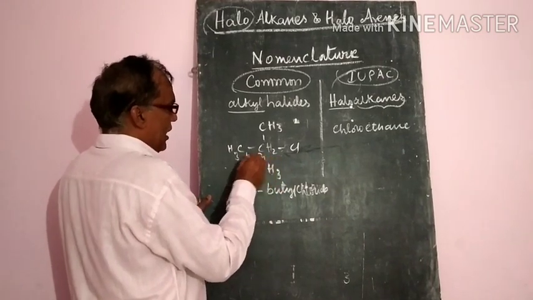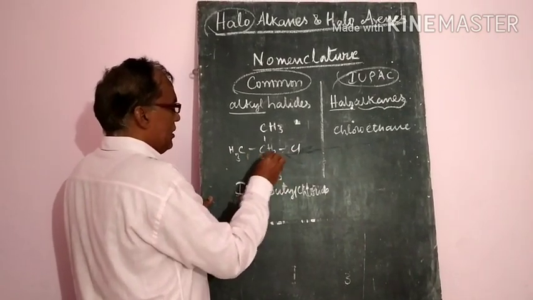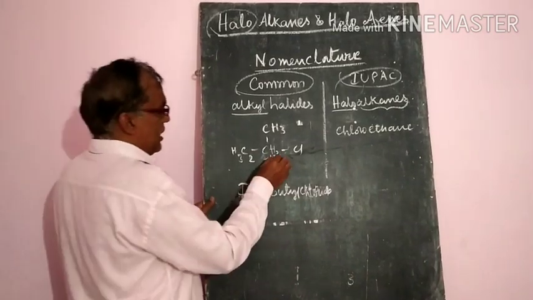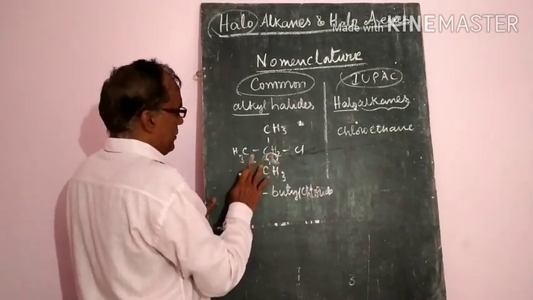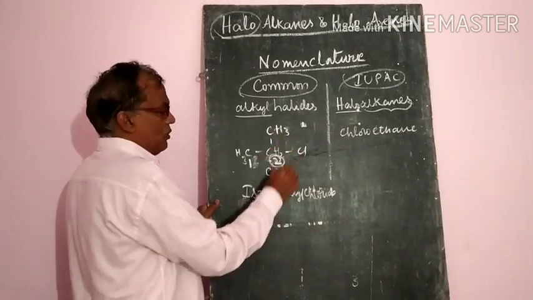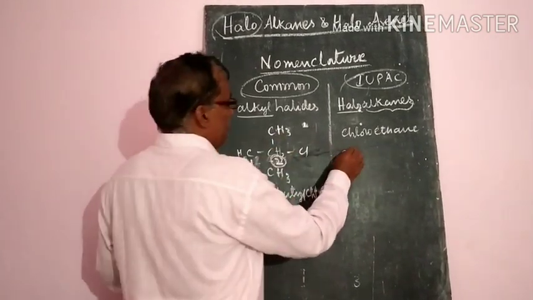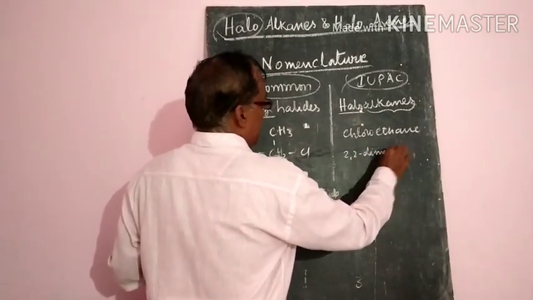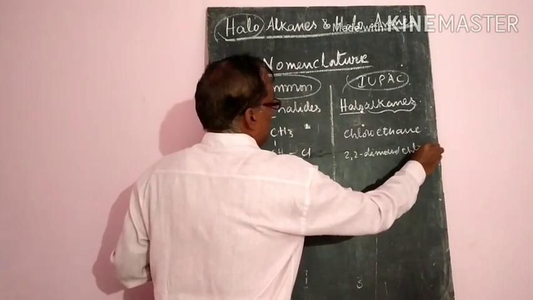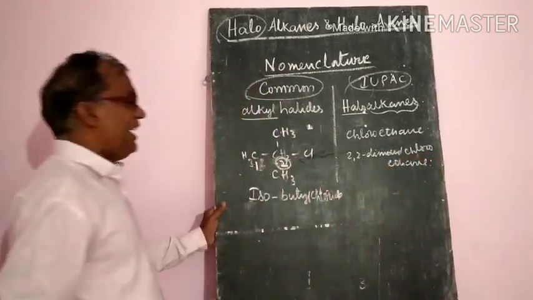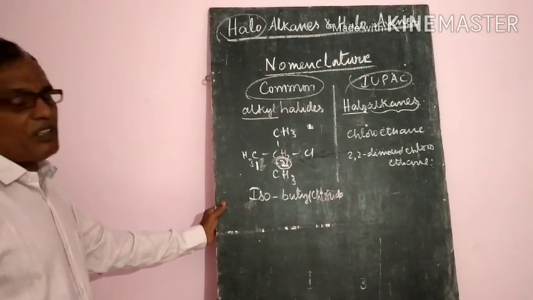If you write down from here, 1, 2, that is 2 carbon atoms. At the second carbon atom, 2 methyl groups are there. So 2,2-dimethyl, next chloroethane. So like this, we will write down the name in IUPAC nomenclature.